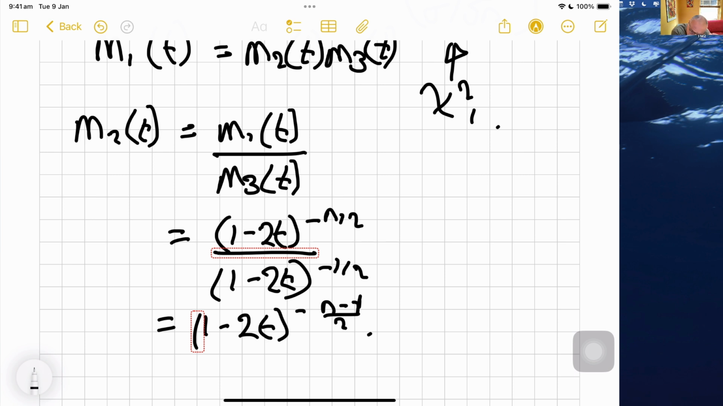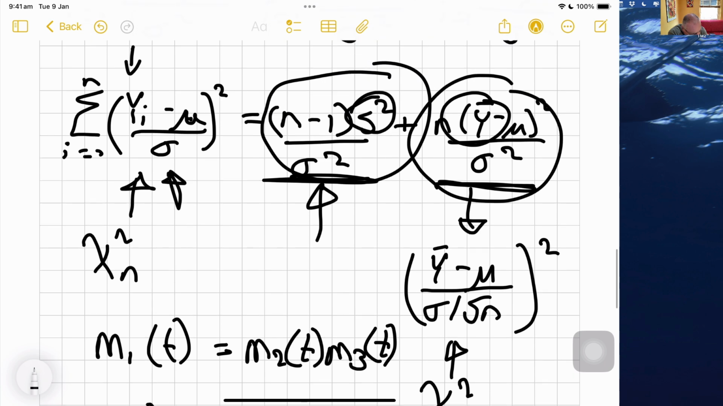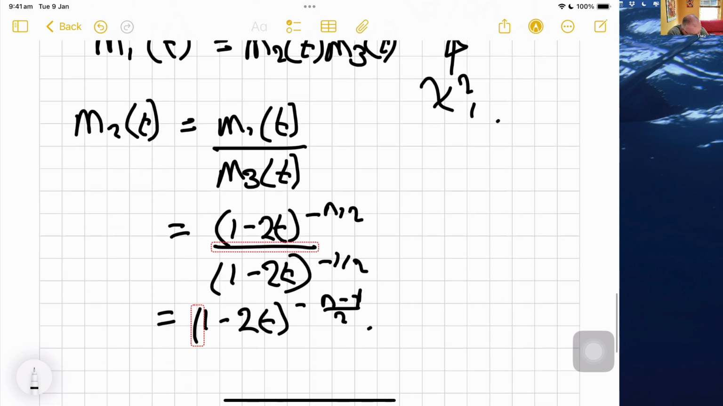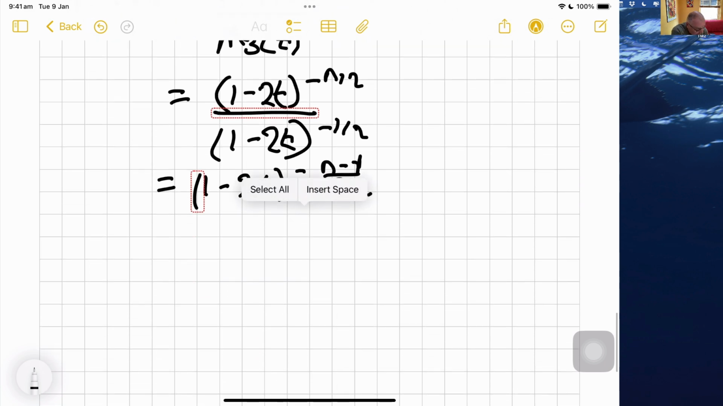Moment generating functions are like signatures. If you can find the moment generating function of something and you recognize it, you know its distribution. So we've done all this rearrangement, and what we've got is eventually we've said this random variable, I don't know what distribution it has, but I know its moment generating function. What's its moment generating function? It's this, and we recognize this. This is the moment generating function of a chi-squared with n minus 1 degrees of freedom.